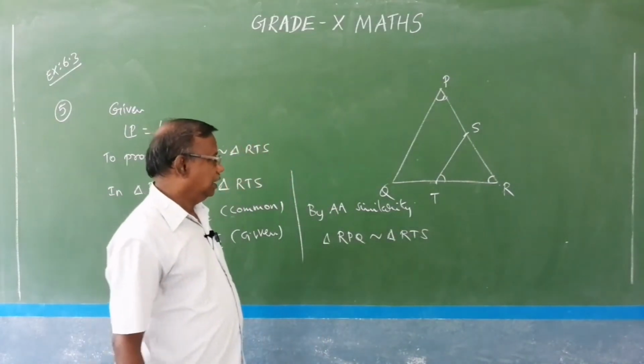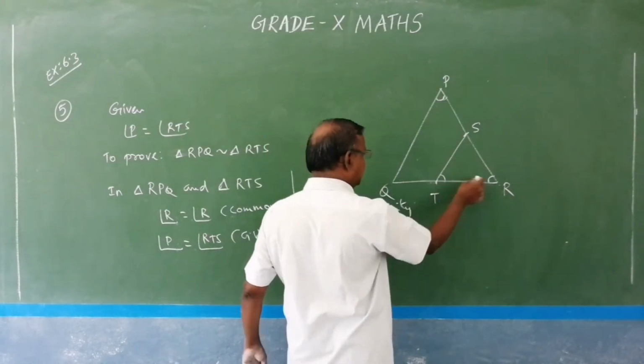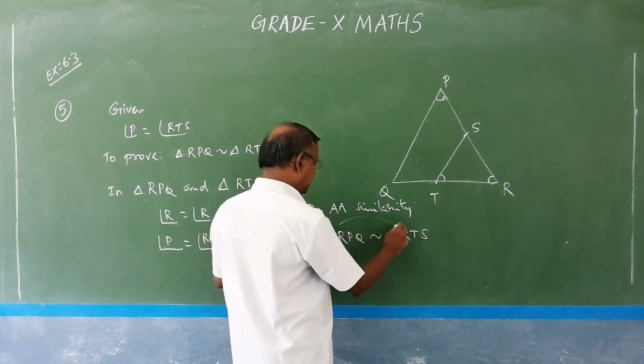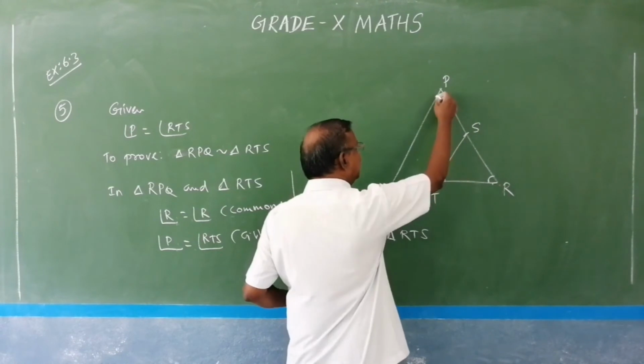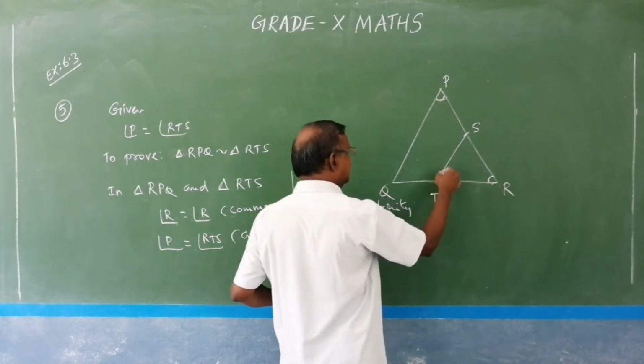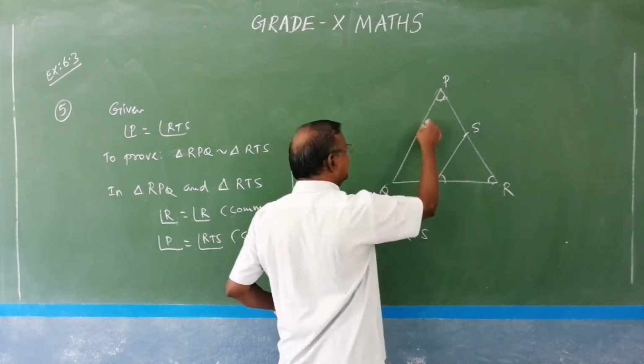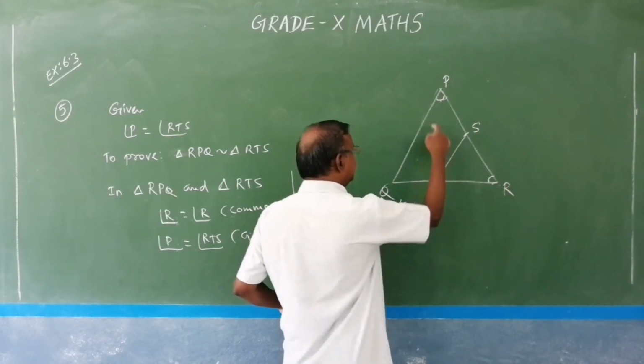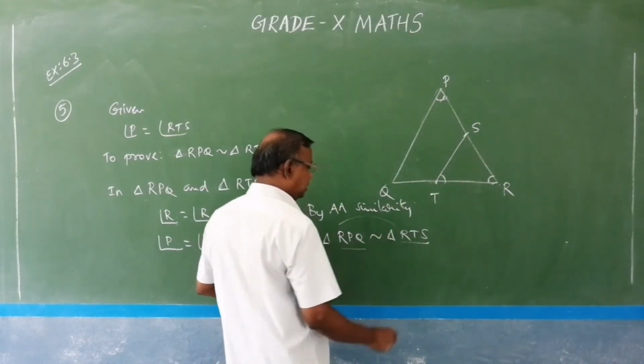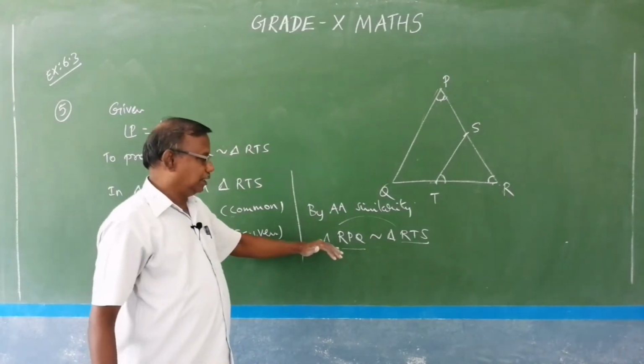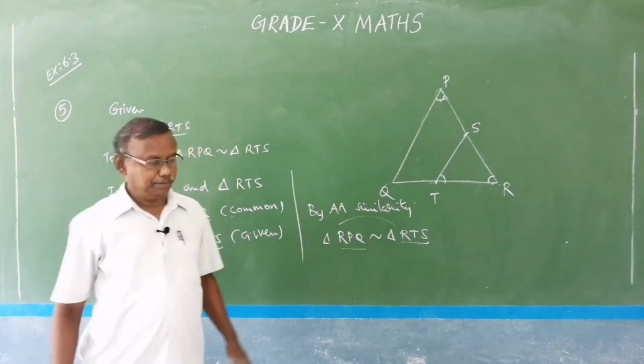The orientation is a must. RPQ means the first angle R is common in both, and RPQ means this angle P is equal to RTS means this angle. So the orientation should be correct. That is important.